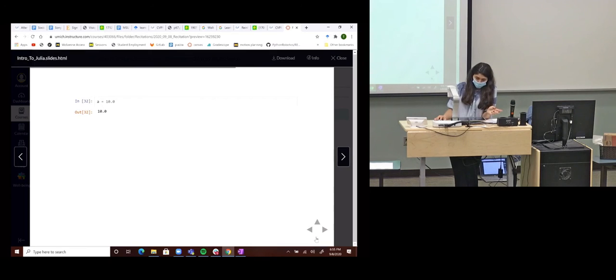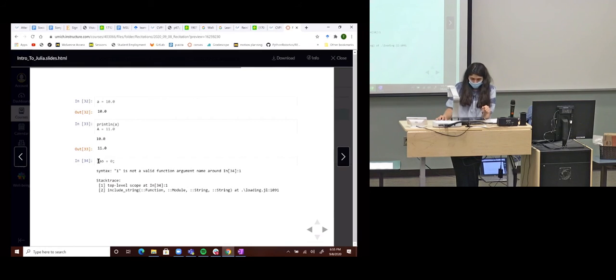So you can define a is equal to 10. You can print it, and capital A is 11, and you'd see those two are different variables and it can recognize it. But you can't have a variable begin with a 1, which is what we discussed, but underscore is okay.